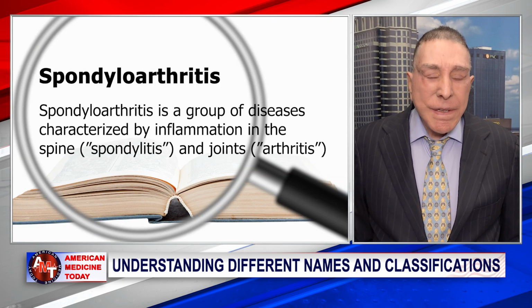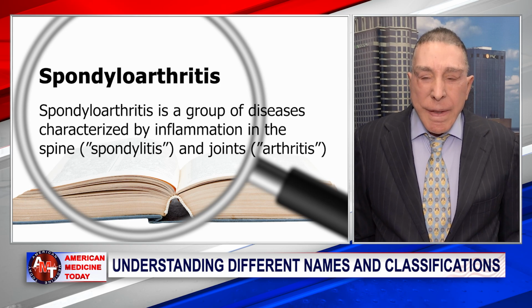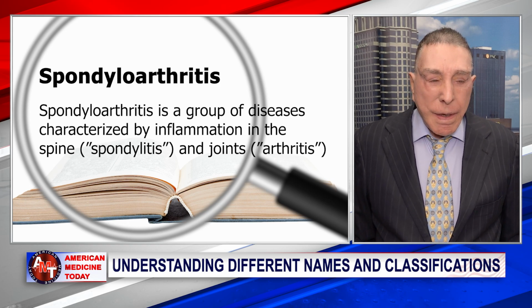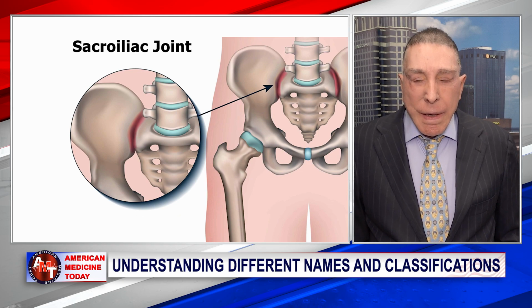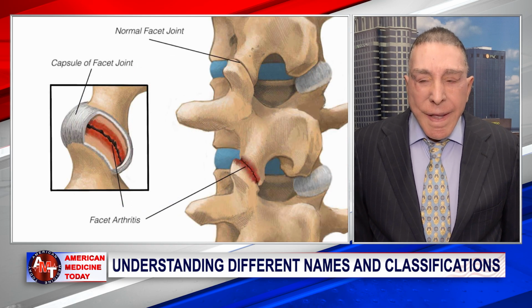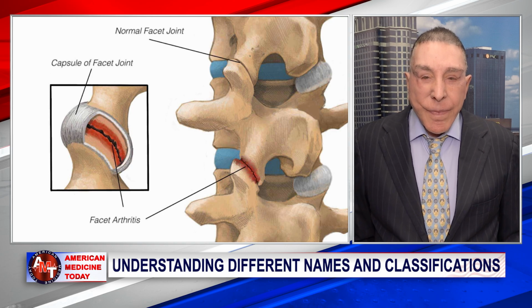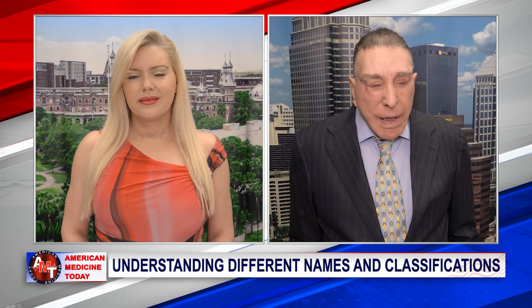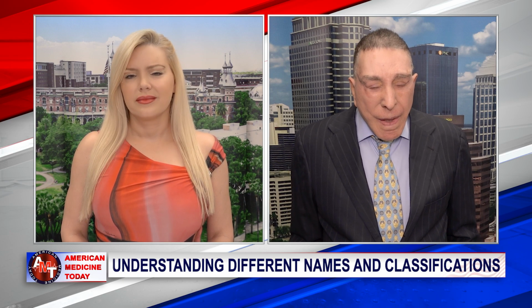So why don't you tell us, Dr. Bonati, what is spondyloarthritis? Spondyloarthritis is an inflammatory process that affects the joints of the spine, primarily the sacroiliac joint and the facets. In the past we called this problem ankylosing spondylitis. Ankylosing spondylitis is nothing more than a fusion that happened to the sacroiliac joint. A natural fusion.